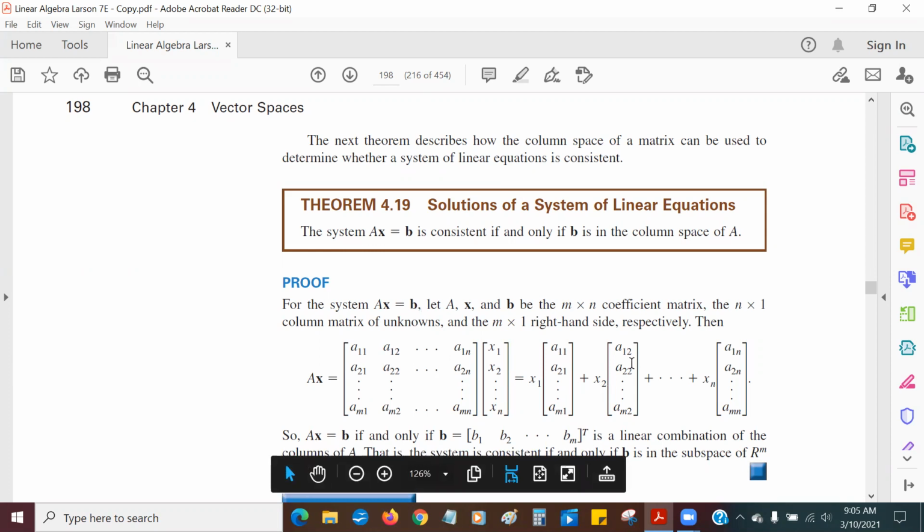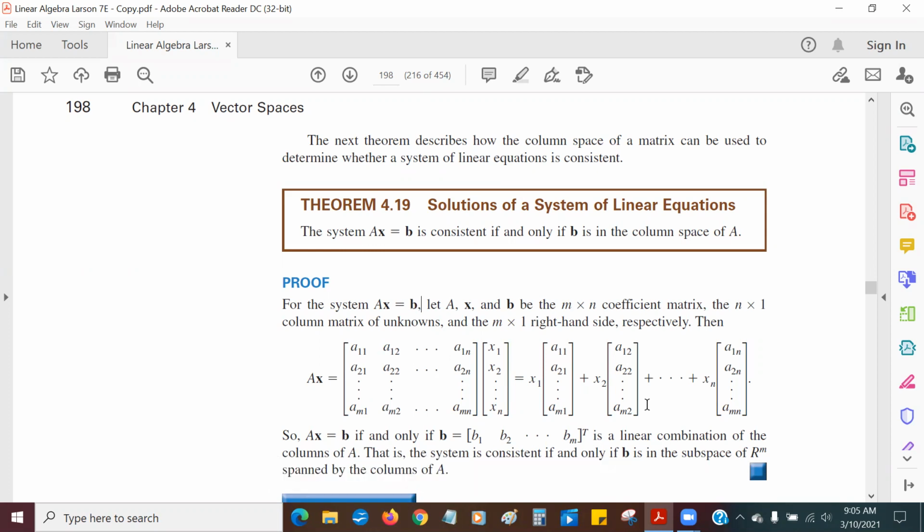So I want to multiply all these by x2, and that's something we kind of explained back when. I'm explaining it quickly. Anyway, what is this? These are all the coefficients. These are all the column vectors, and the x1, x2, xn are just different scalars.